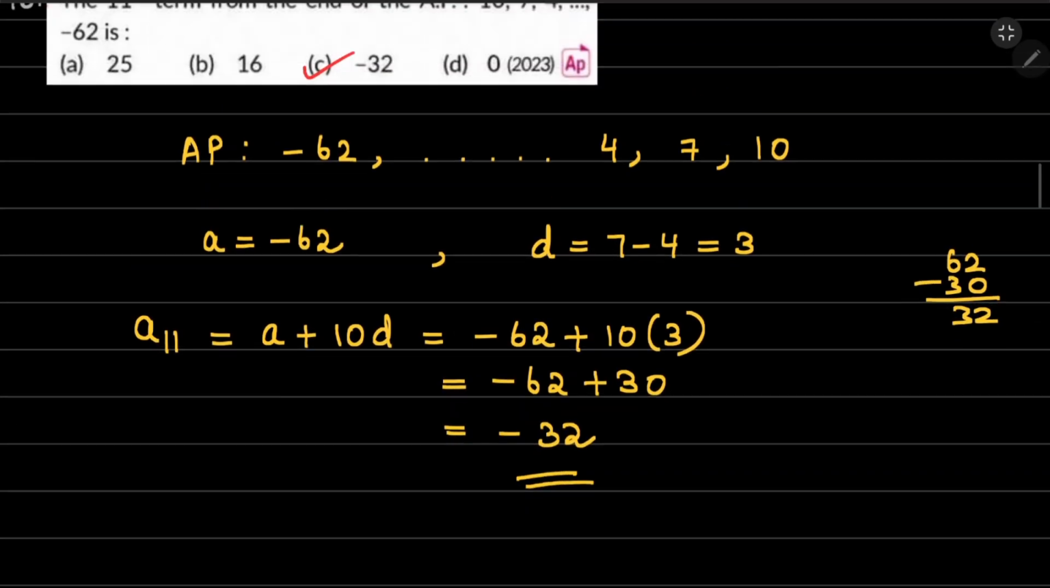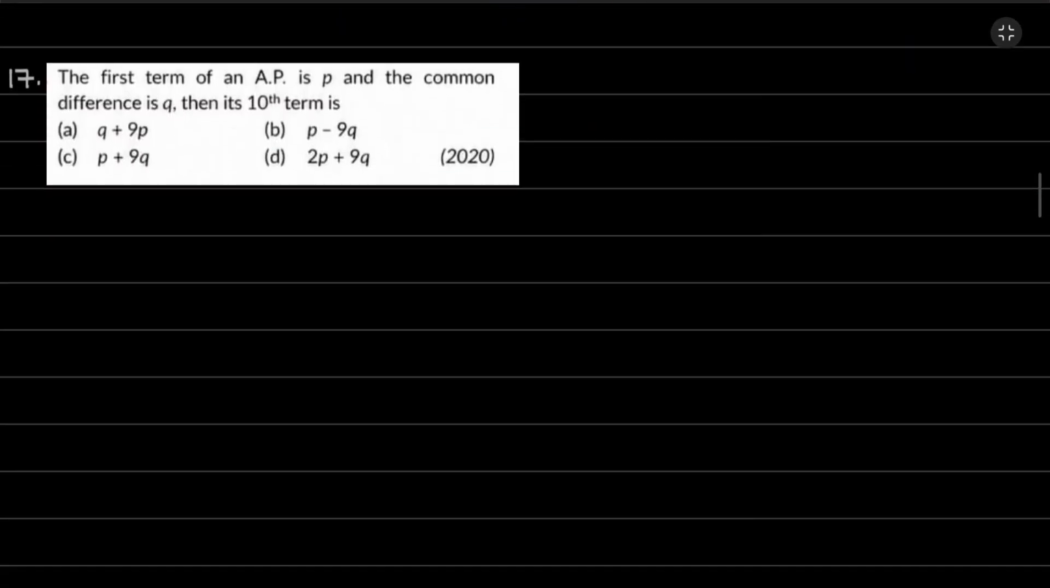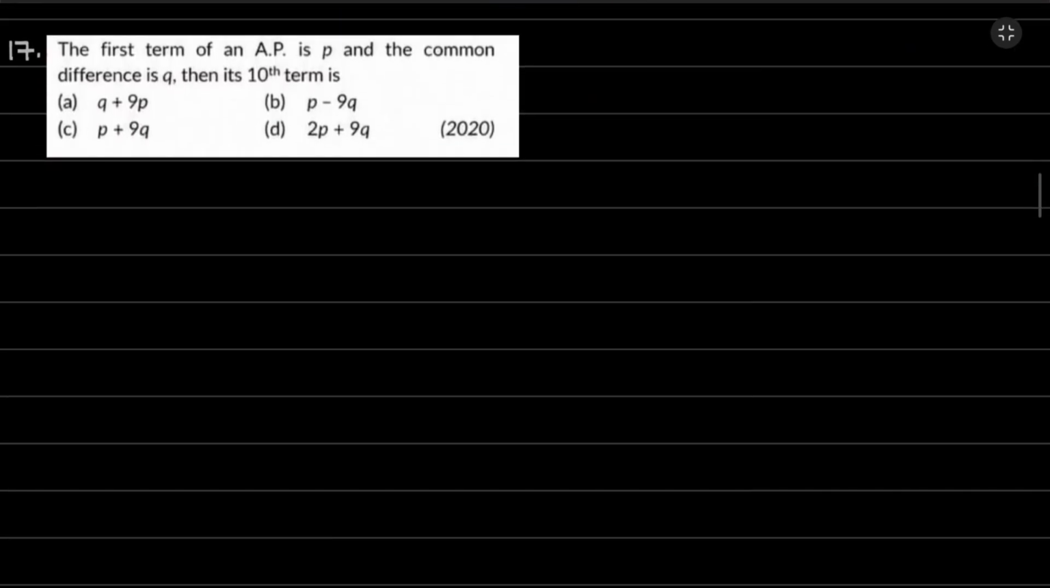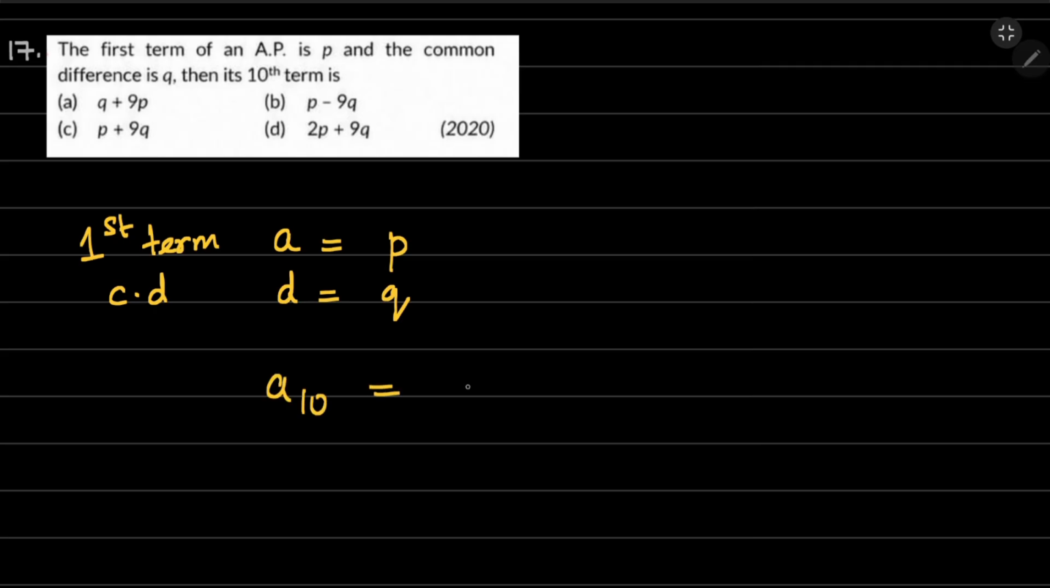Let's move on to the next question. The first term of an AP is P and the common difference is Q. Then find the 10th term. What is your A? A is your first term, right? The first term A is nothing but P, which is given. The common difference, which is D, is equal to Q. Find the 10th term. A10 is equal to A plus 9D.